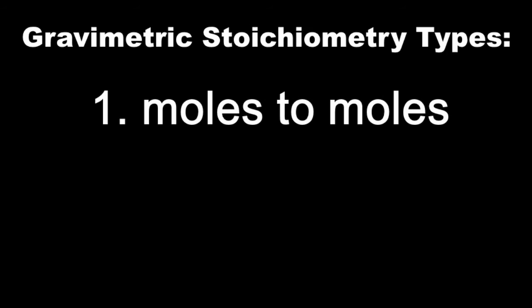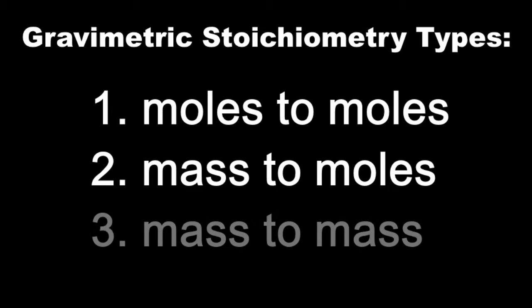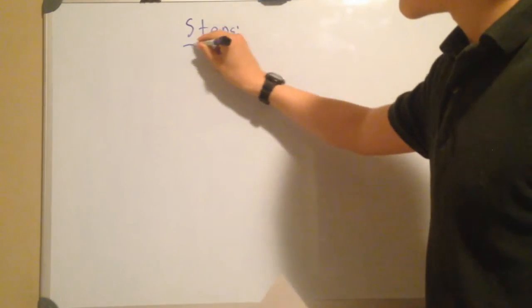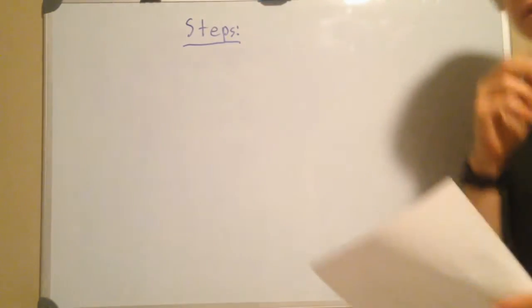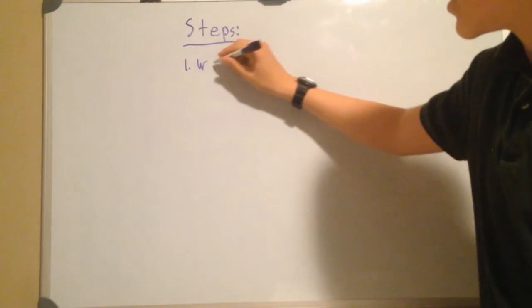Now there are three different approaches to gravimetric stoichiometry. We have number one, moles to moles. Number two, mass to moles. And finally, number three, mass to mass. Now before we actually move on to an example, we need to know the steps. Let's go through them quickly. You can solve a stoichiometric problem in 3 easy steps. Step 1. Write a balanced chemical equation.